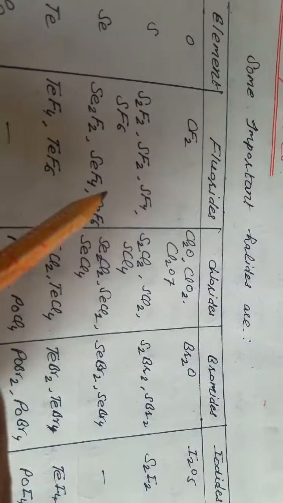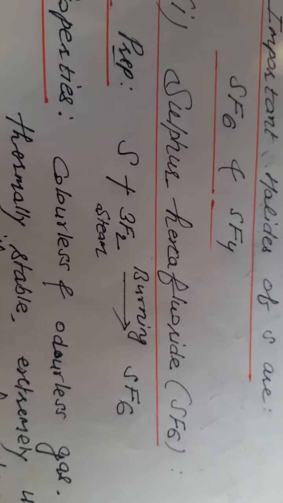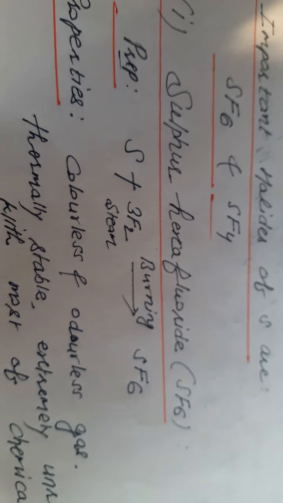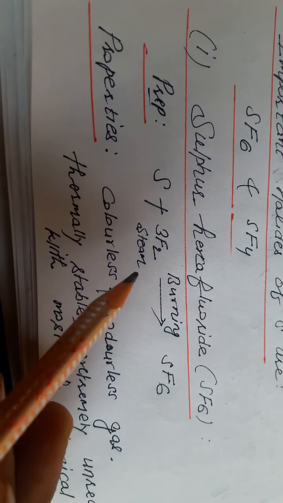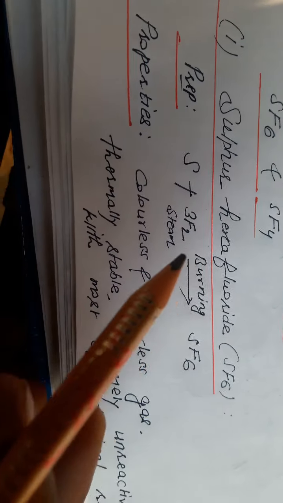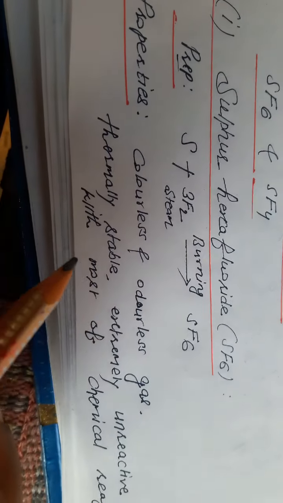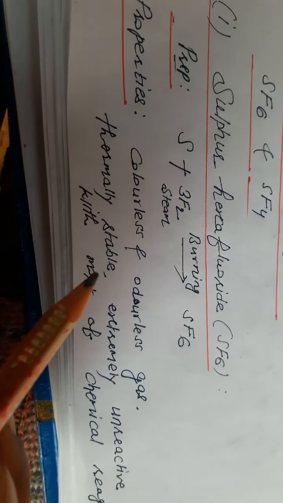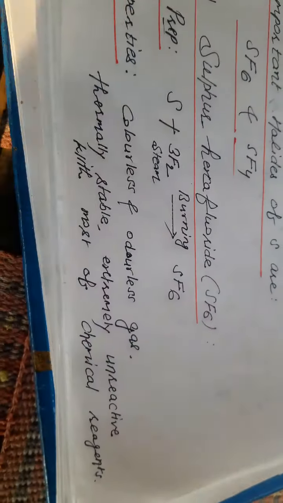One is SF4 and second is SF6. First we take sulfur hexafluoride. In sulfur hexafluoride, first is preparation. Simple: by burning sulfur in a stream of fluorine, we get sulfur hexafluoride. Properties: sulfur hexafluoride is a colorless and odorless gas, thermally stable, extremely unreactive with most chemical reagents.